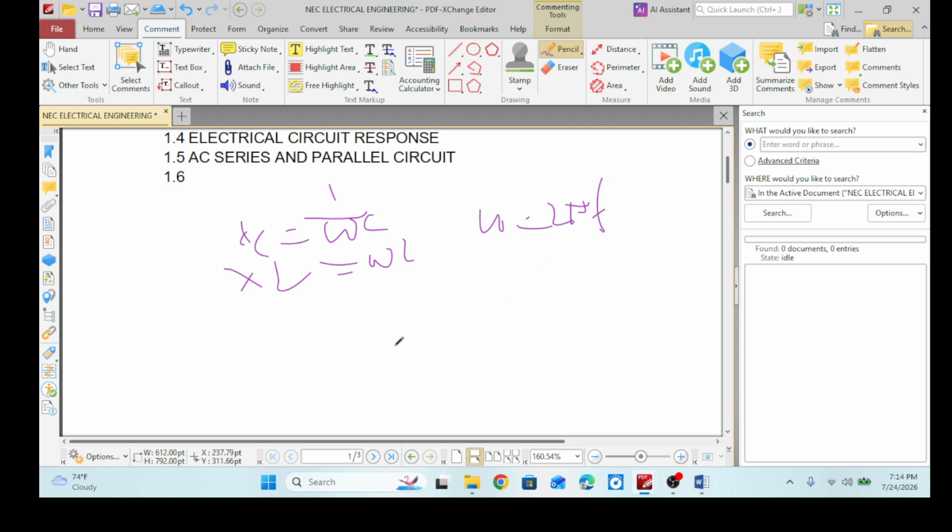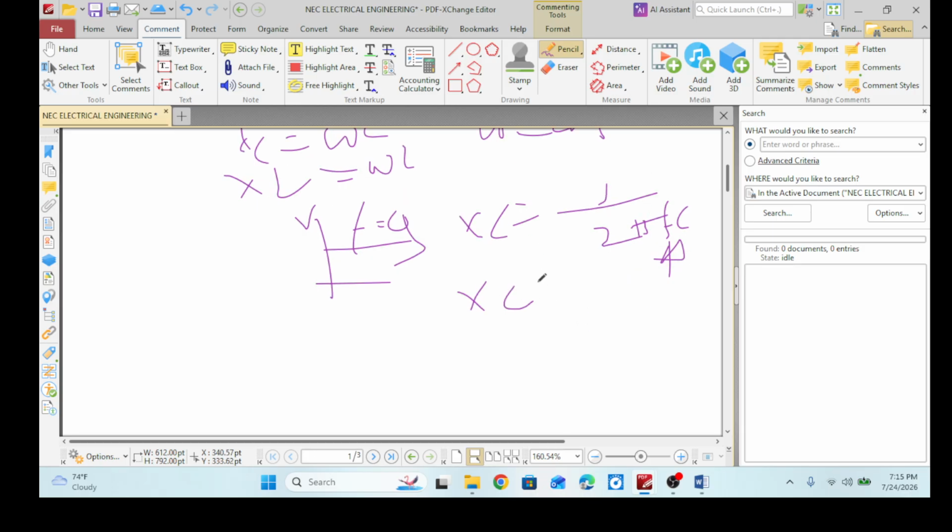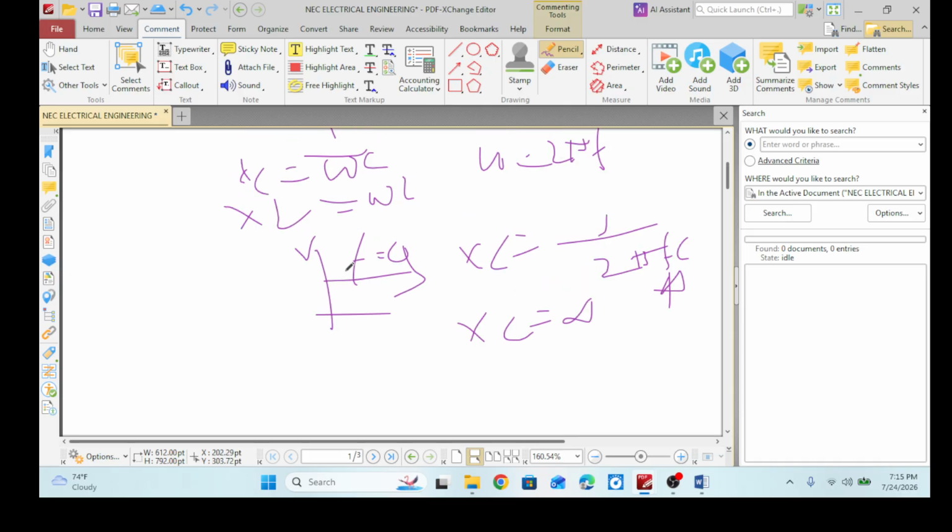F is the frequency. So the capacitor doesn't allow DC. How? Constant voltage means frequency is 0. That is, XC equals 1 by 2 pi FC. Frequency is 0, so that means 1 by 0. XC equals infinite. That means it doesn't allow DC voltage because its reactance is high.